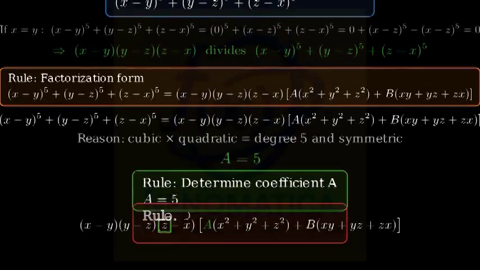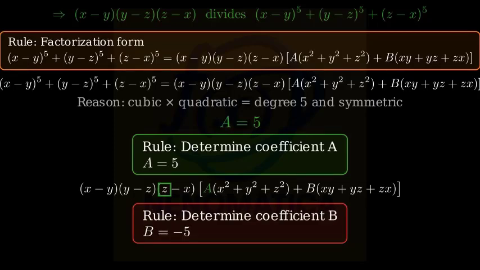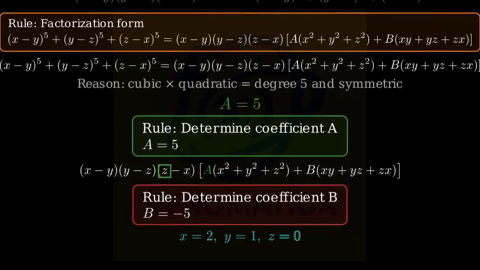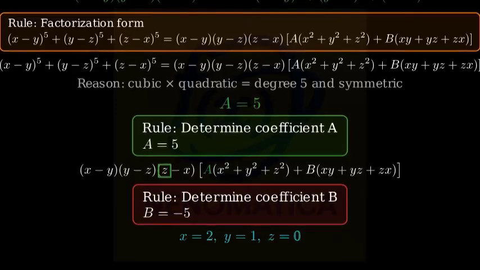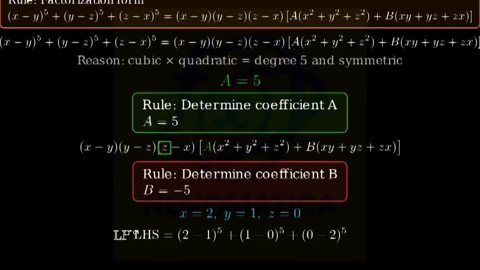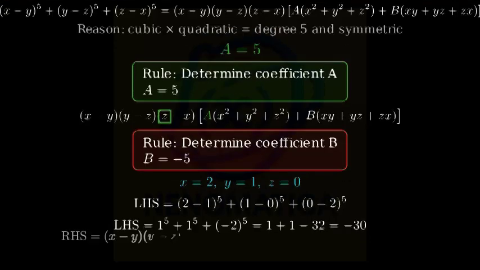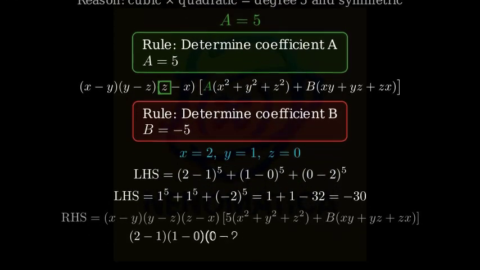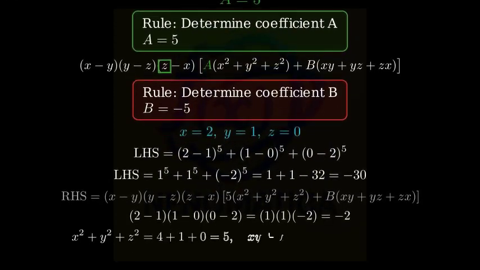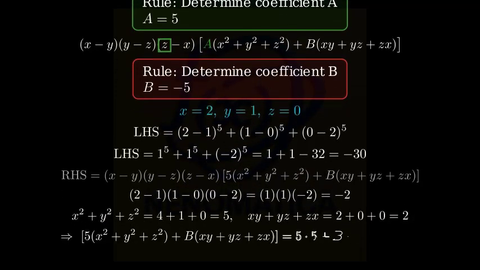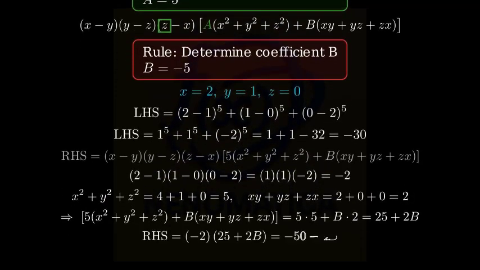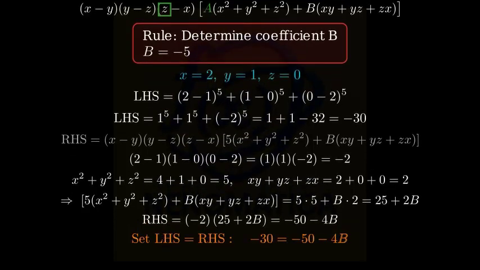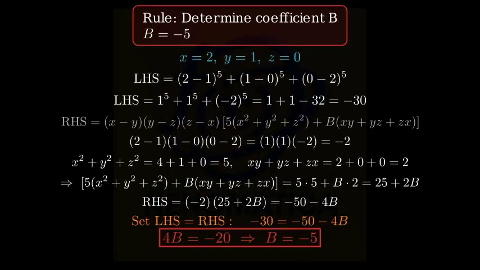Step 4. Determine the coefficient b by substituting convenient values. For example, x equals 2, y equals 1, z equals 0. We will compute the left side and the right side and solve for b. Final factorization. With a equals 5 and b equals negative 5, we obtain the compact identity. This is a standard cyclic factorization of fifth powers.